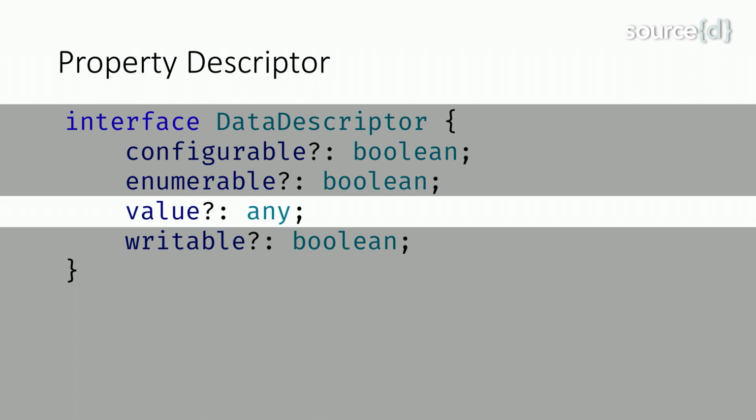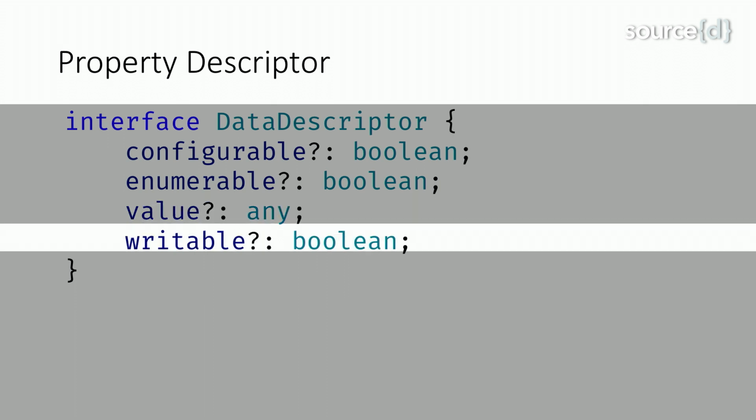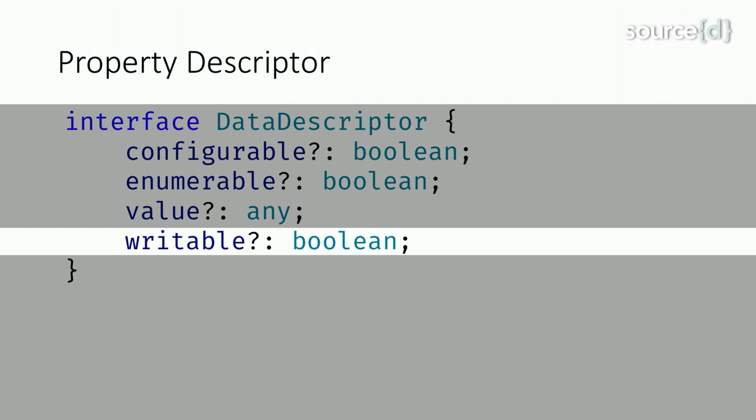When we are defining a data descriptor, we give the value in the key value. It can be anything that can be defined in JavaScript. And writable, if you set writable to false, it cannot be changed by the assignment operator. You cannot do a.prop equals whatever.